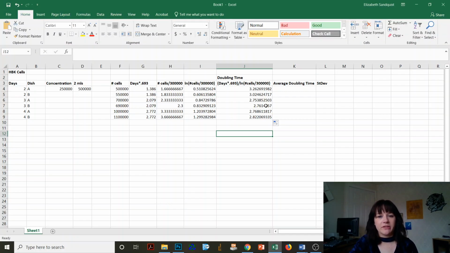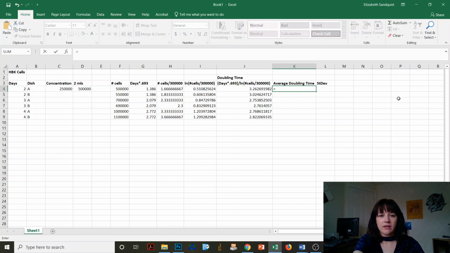And so we are going to determine the average doubling time for each dish, for all of the dishes in the HBK cell line, right? So we're just going to say average and collect all these.